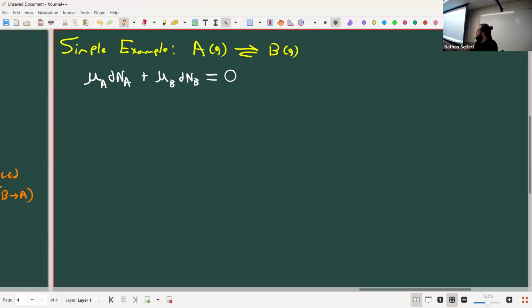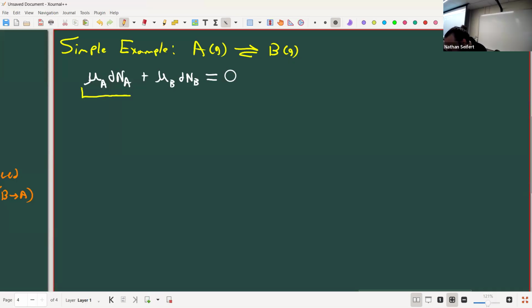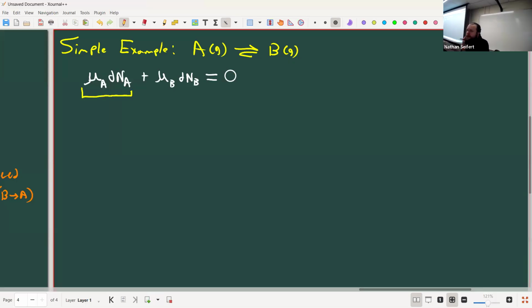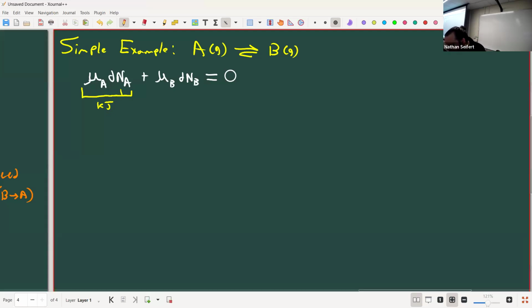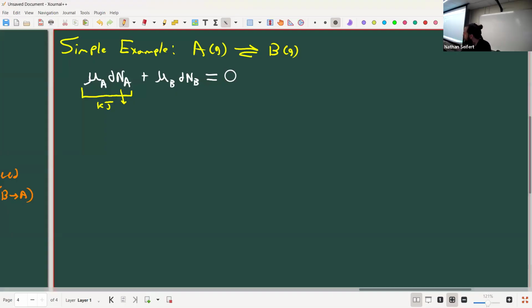Remember that these terms are proportional to Gibbs energy. So the overall units of these are the same units as Gibbs energy. So the whole set of these units should be kilojoules or joules. We should have units of energy. And of course, the units of the chemical potential should be kilojoules per mole. The units of the change in moles is, of course, moles.